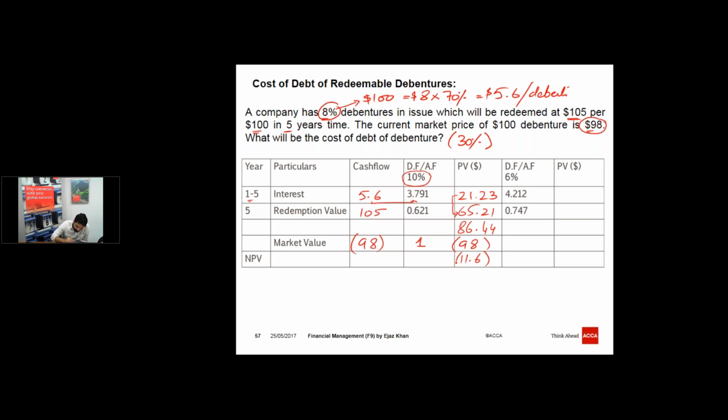Okay, so we've already got a negative NPV at 10%. So what do we have to do to get it positive? Do we have to take a higher discount rate, or a lower discount rate, to get a positive NPV? Lower discount rate. So I've already taken it as 6%. Just multiply these figures with the annuity factor and discount factors of 6% here. So 5.6 multiplied by 4.212. Instead of multiplying it with 3.791 this time, multiply it with 4.212.